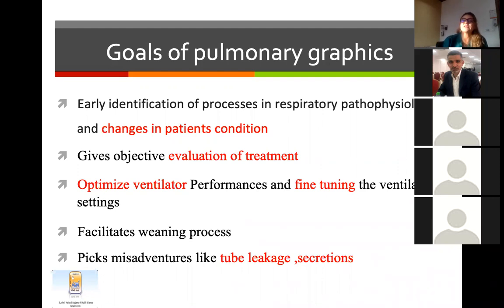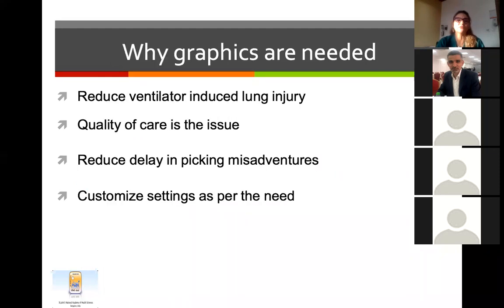And if there is any misadventure like tube leakage, or blockage by secretions, or the tube has come out, this picks it up quite early on.